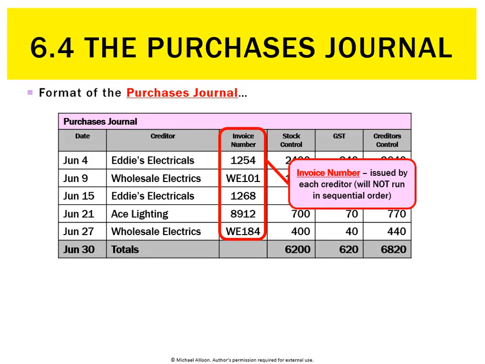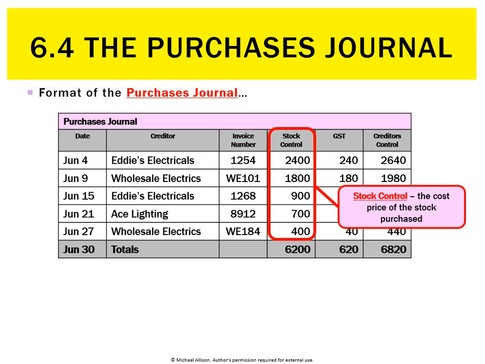So you can see for Eddie's Electricals on the 4th, we've got invoice number 1254. But then on the 15th, the next invoice number is 1268. So obviously Eddie's Electricals sells to other businesses besides ours, and those invoices have been given to those people and not us. We've got the stock control column, that's just the total amount of stock that's been bought.